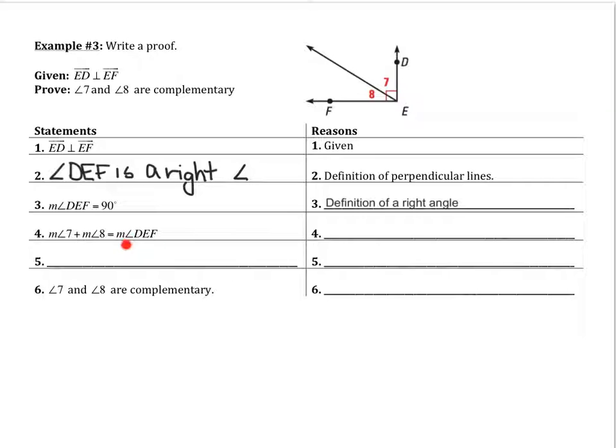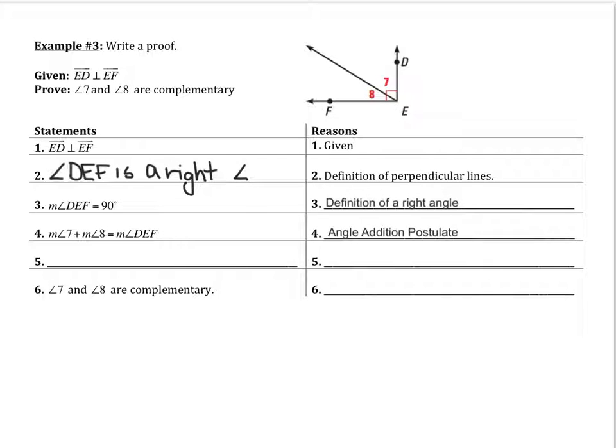Our next reason actually does not tie together these up here as it normally does. It states that the measure of angle 7 plus the measure of angle 8 is equal to the measure of angle DEF. So here I see two smaller angles that I'm adding together and getting the big angle. That is a postulate. Back in chapter 1, we talked about the angle addition postulate. And again, it states that two smaller angles added together can give me that bigger angle. So my reason is the angle addition postulate.